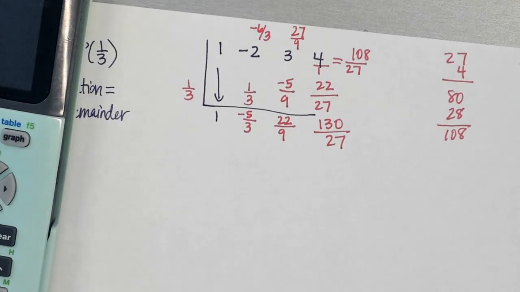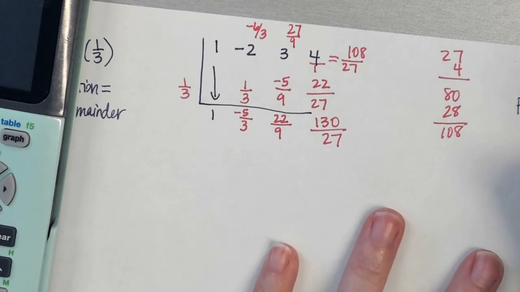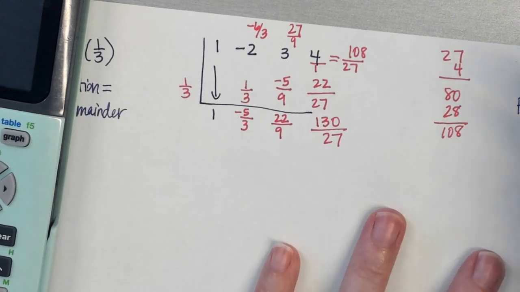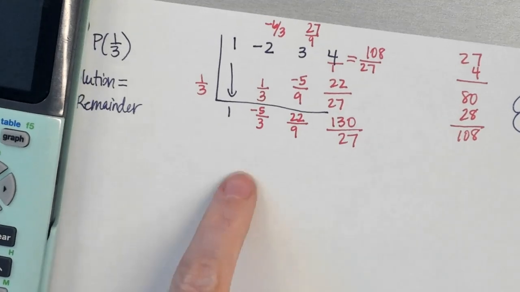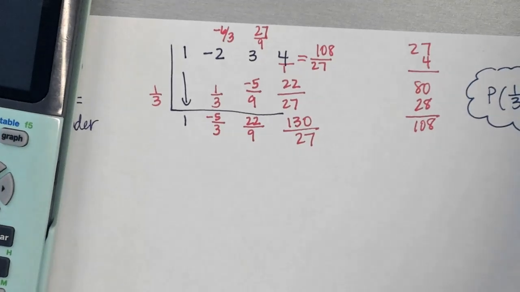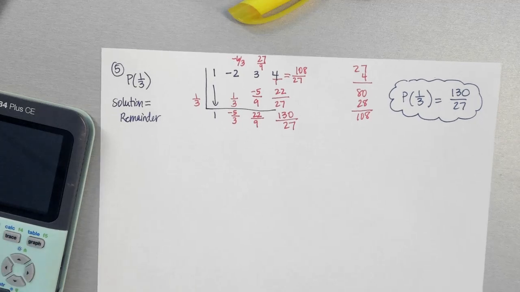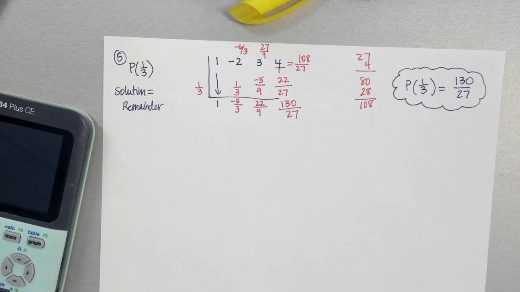Some of you write it as a mixed number. So then this is your answer: P of 1/3 equals 130 over 27. If you're struggling with the fractions, I would try some like this to make sure you're practicing those. Those are ones you really just need to take your time on because you know how to do them. You just need to slow down and do that step by step, okay?